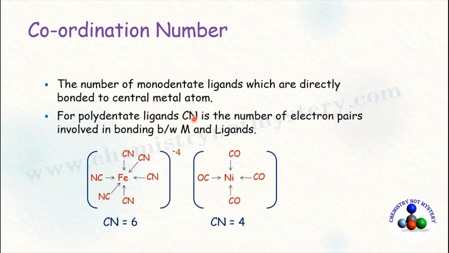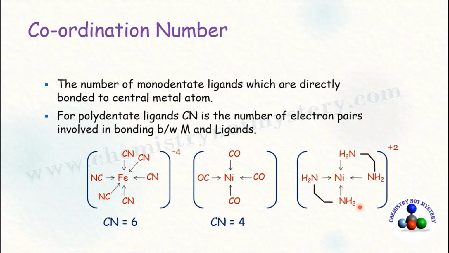For polydentate ligands, coordination number is the number of electron pairs involved in bonding between metal and ligands. For example, in this molecule, ethylenediamine is a bidentate ligand in which 2 nitrogen atoms are the donor atoms that donate electron density to nickel. So each ethylenediamine donates 2 lone pairs of electrons to nickel, and there are 2 ethylenediamine molecules. So the coordination number will be 4.